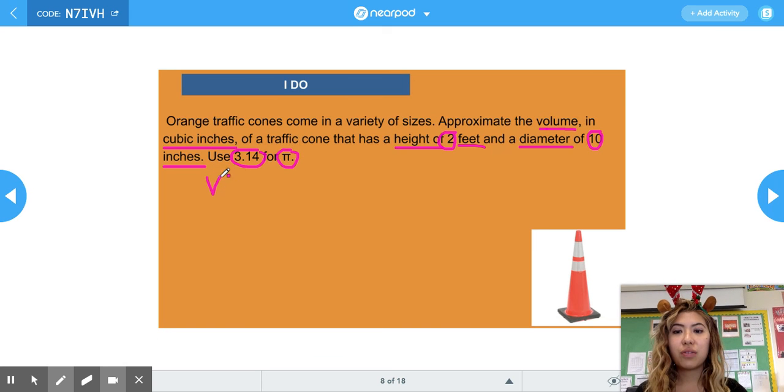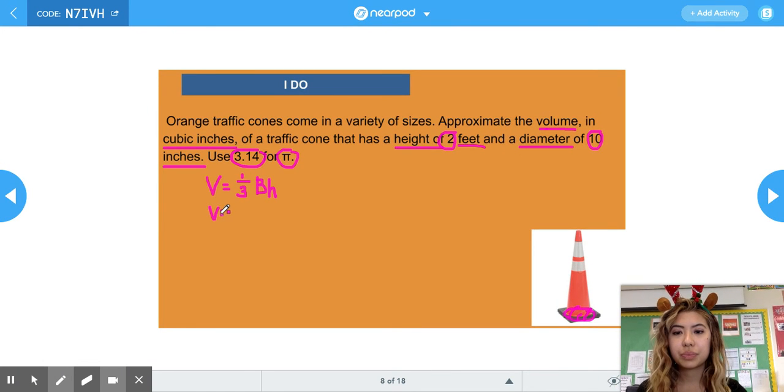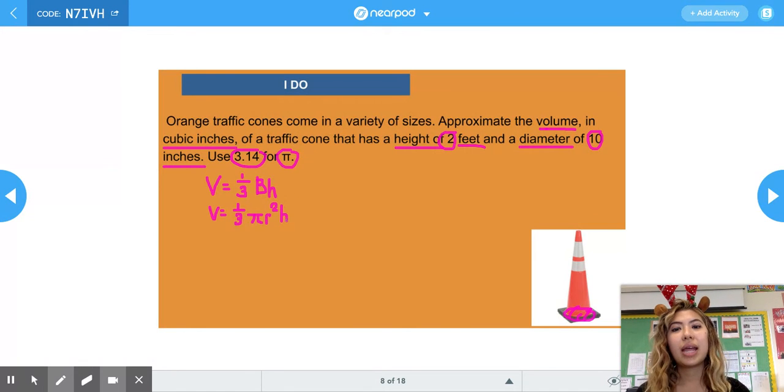So we're going to start off writing our volume equation, which in this case is V is equal to 1/3 times big B or uppercase B times H. So again, the B represents the area of the base shape. In this case, since we're working with cones, our base shape is a circle. So the area formula for a circle is going to be 1/3 times pi radius squared times height.